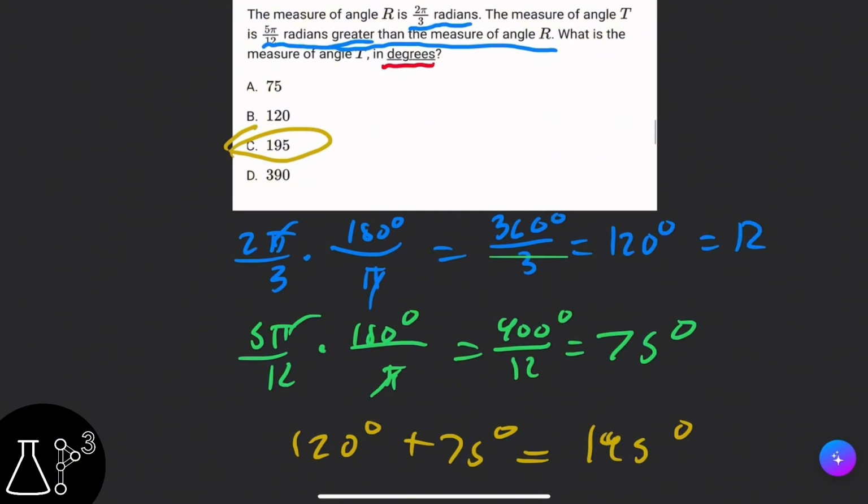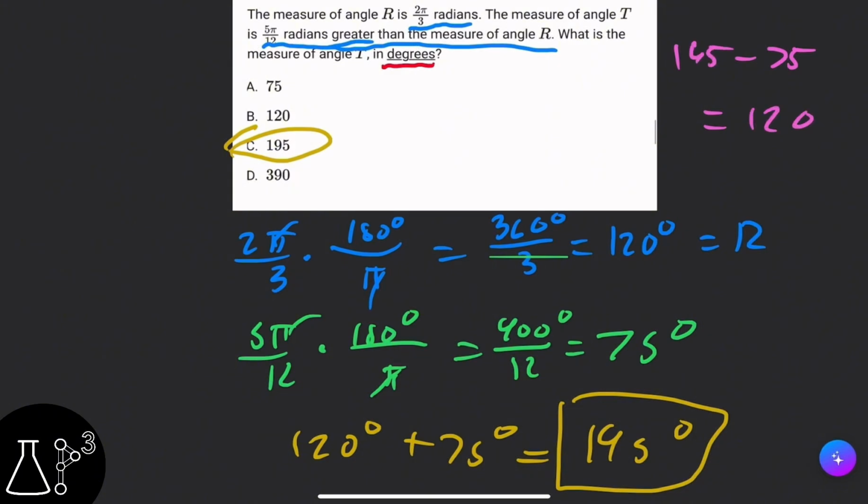Now, if I were to tell you that t is 5 pi divided by 12 less than r, we do the opposite. We would do 120 minus 75, which actually, no, I made a mistake. We would do 195 minus 75, which equals 120, and that is the answer if it was less than r.